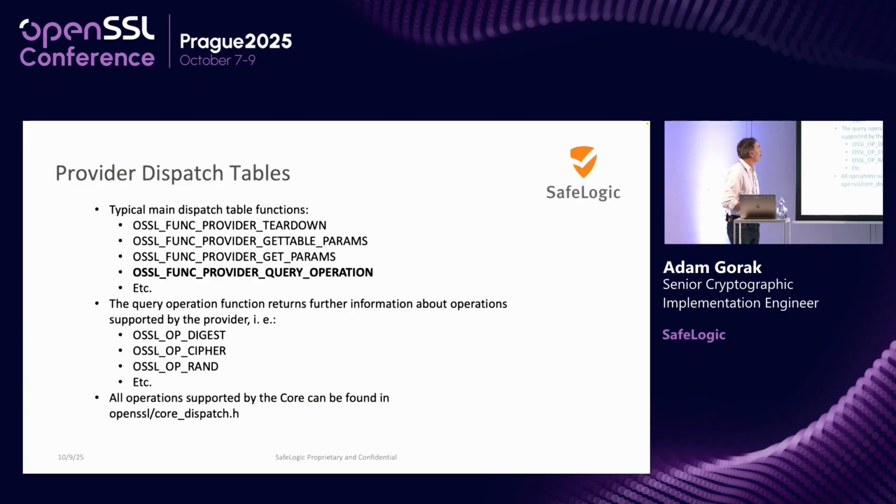And the dispatch table is an array of function identifiers paired with function pointers. So it defines which operations are available and how to call them. This mechanism is used both ways, by the provider and by the core. It's a kind of function registry shared between the OpenSSL core and the provider.